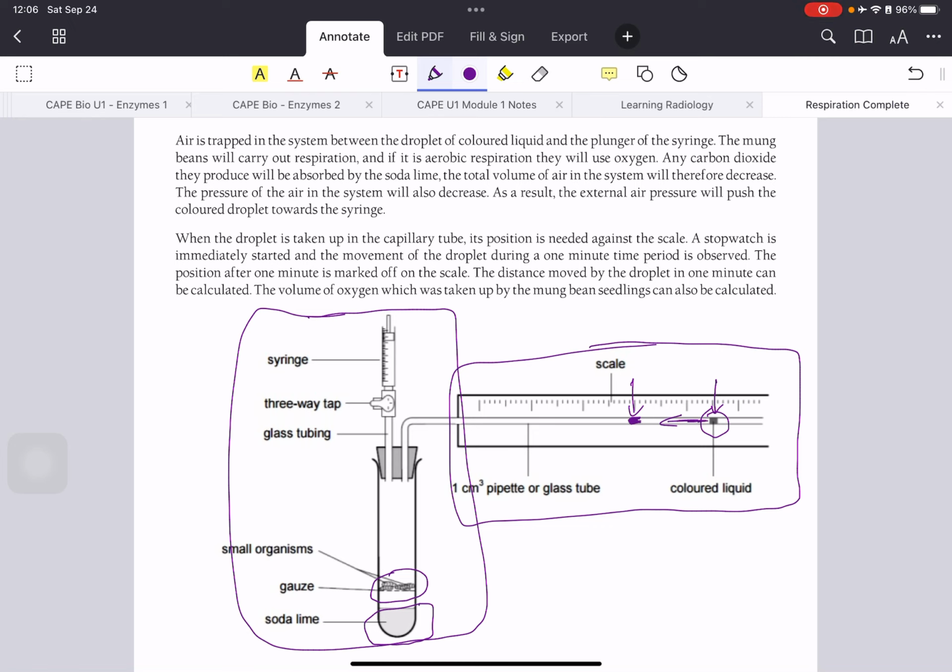So you just need to learn how to draw it and the functions of the important parts of the apparatus, right? Meaning the liquid, the ruler being the scale, the soda lime to absorb the carbon dioxide, and the fact that the organisms will be breathing in oxygen, which is only available here and through the tubing, right? So as they use the oxygen, it's going to pull the liquid, and there you will get your measurements.